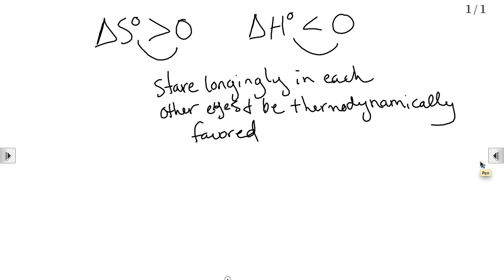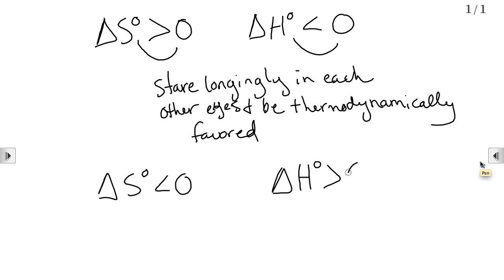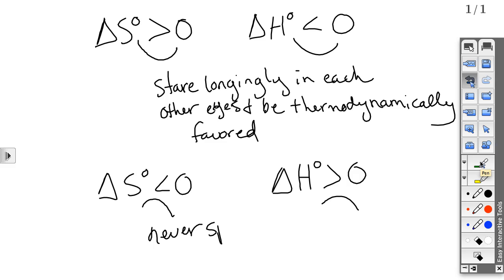If we kind of take this and reverse it to what is never thermodynamically favorable, the entropy is going to decrease, so it's going to be less than 0. The enthalpy is going to have a positive value. It's going to be endothermic, so it's more than 0. And if I draw my little eyes here, my little mouth and nose, they're definitely not in love. And so this is never spontaneous, thermodynamically favorable.